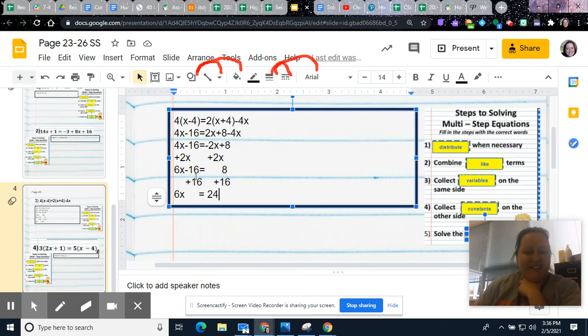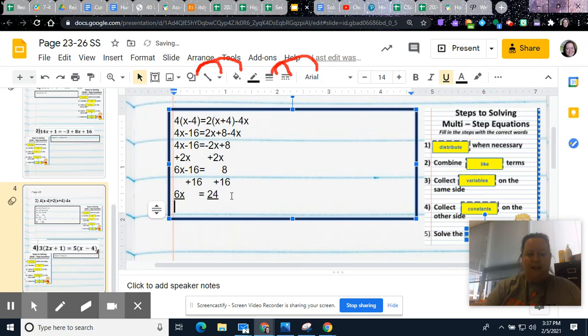So -16 plus 16, those cancel. 8 plus 16, that was 24. Now we have 6 times x equals 24. The opposite of times is divide. So you're going to divide both sides by 6. Sometimes I have kiddos who get confused on what you're dividing by. It's whatever side that the variable is on. So it says 6 times x, it means you're dividing by 6.